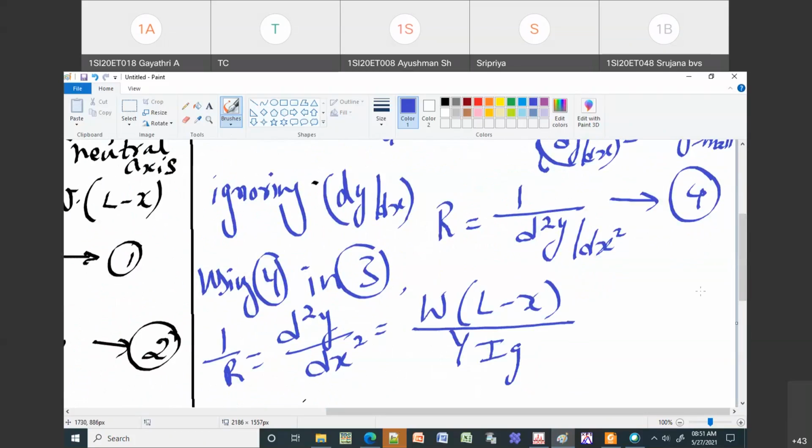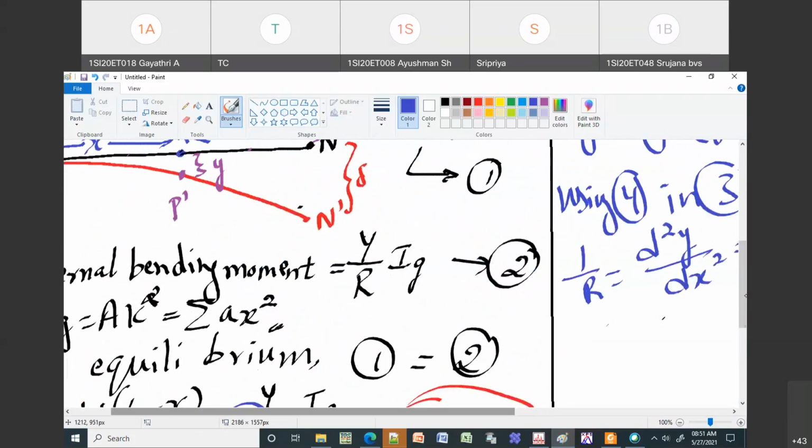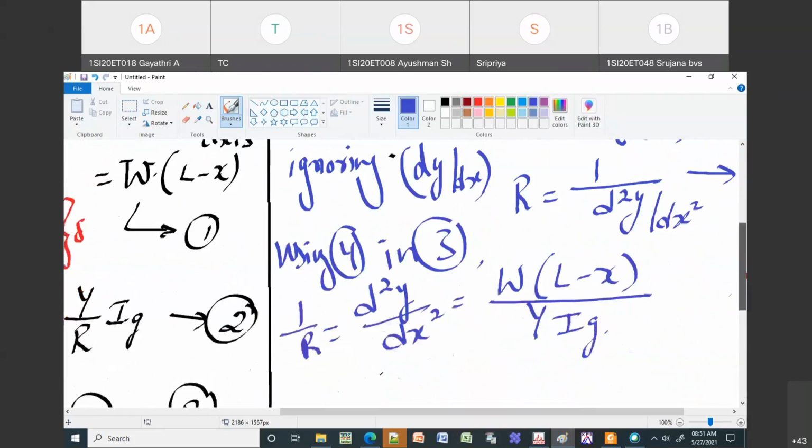Now how to get this y? The reason I'm using this y is that small y is the depression, because we are talking about the point P, not the point N. So at point P, y is the depression. If I can get the value for y, then I can solve the entire equation for the Young's modulus, capital Y.